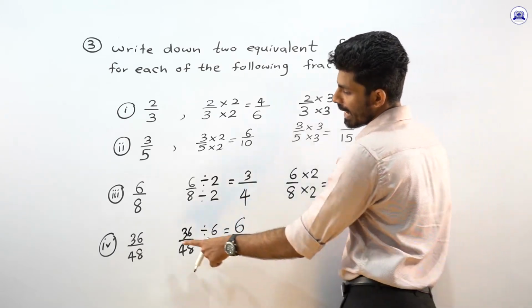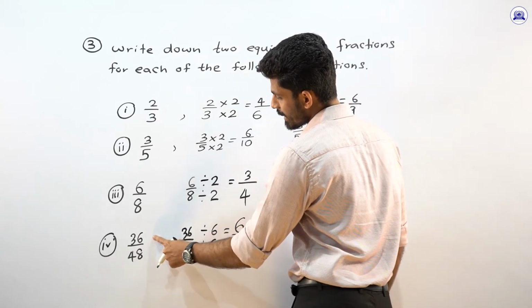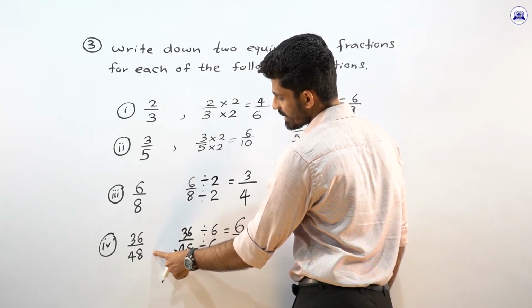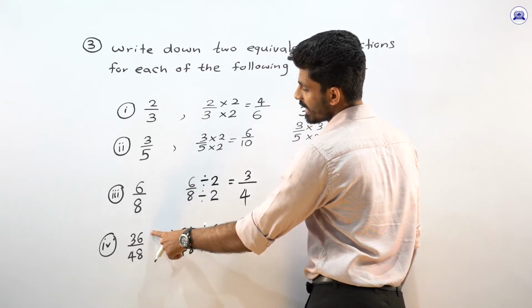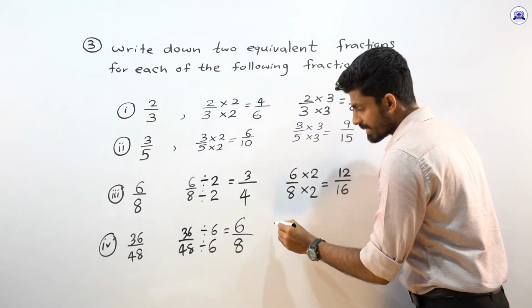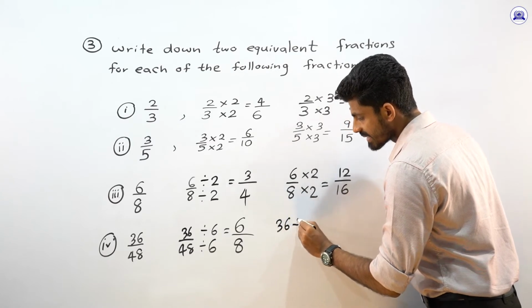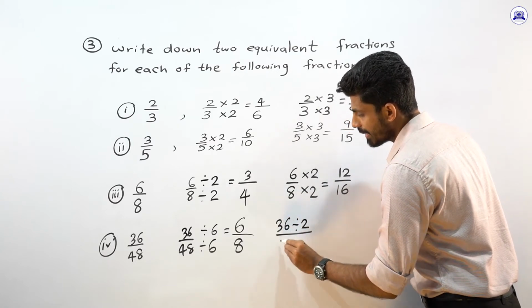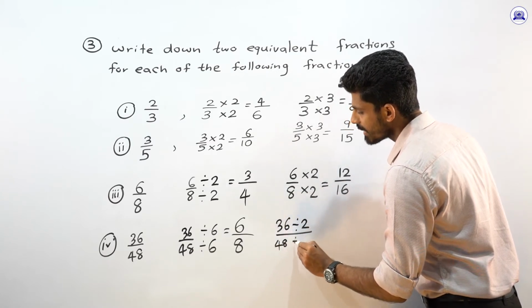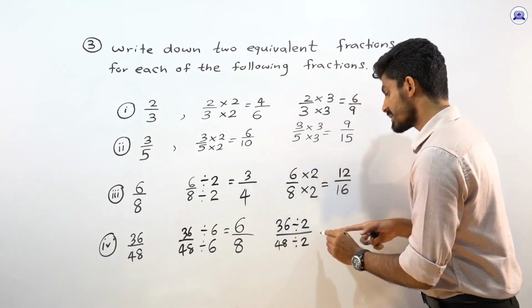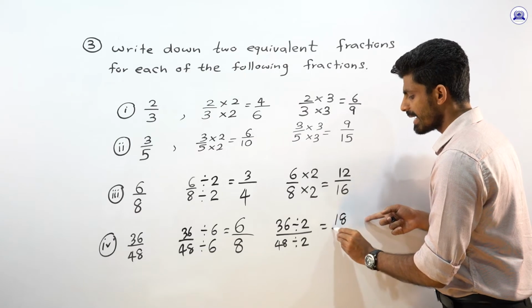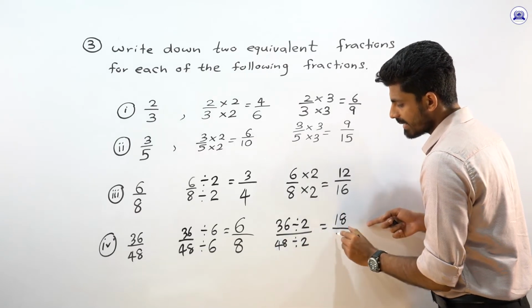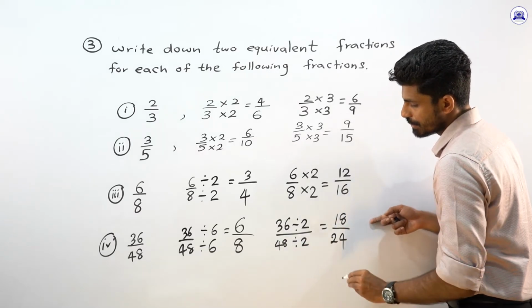36. And I'm just taking, so you can take 5, right? I'm just taking 2, yes, then you can divide by 2 also. 36 divided by 2 and 48 divided by 2. 36 divided by 2, what is the answer? 18. 48 divided by 2, 24.